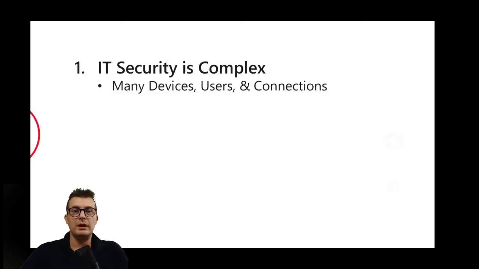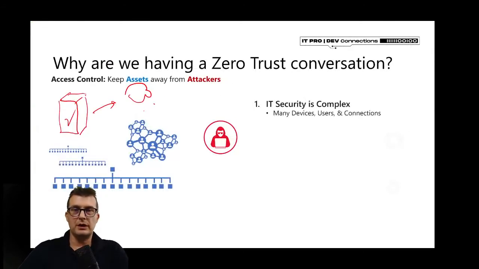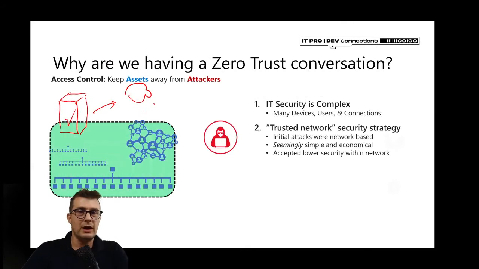First we had the trusted network security strategy, because the initial attacks were network based, so it was security based on what we had on premises. This was seemingly simple and economical, but it wasn't. And then we accepted lower security with the network, because it was only security within the green field, within the green area. It is the security within our network that we have control of.